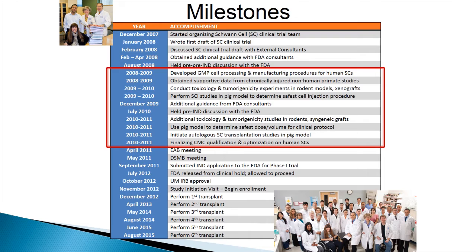So we did all that between 2008 and 2011, and in late 2011 we were able to submit the investigational new drug application to the FDA. They had some questions, and finally in July of 2012 we were enabled to move forward with our clinical trial. In November of 2012 we initiated the first participant, and from there it took us 2.5 years to transplant all 6 participants in our trial. And I'm going to tell you about the data for all of those individuals.